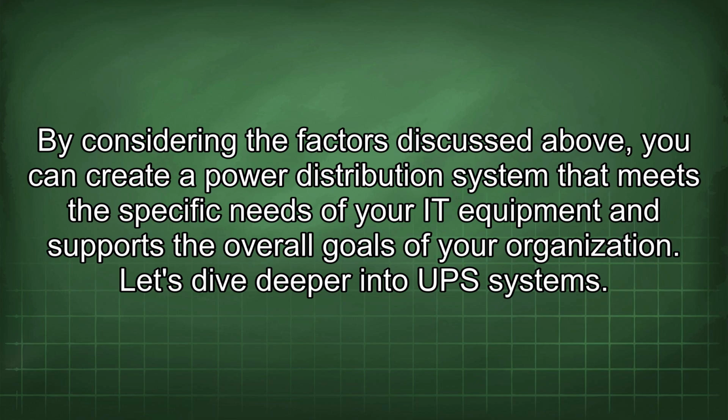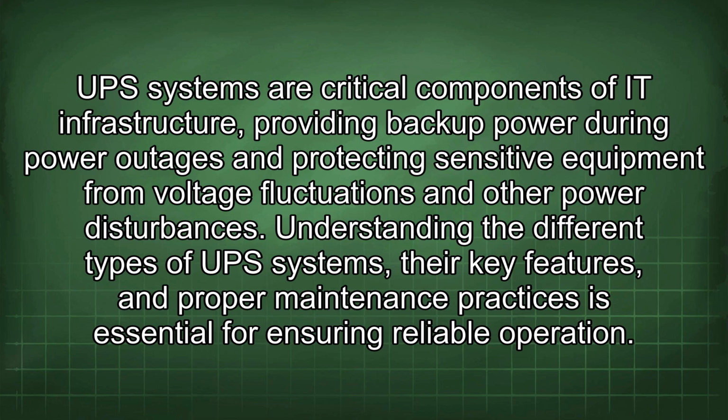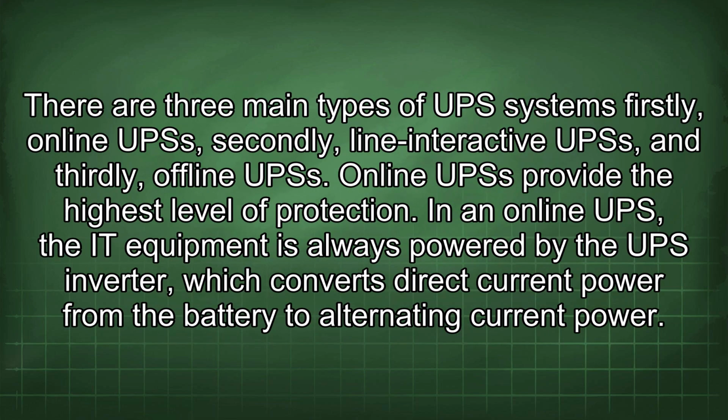Let's dive deeper into UPS systems. UPS systems are critical components of IT infrastructure, providing backup power during power outages and protecting sensitive equipment from voltage fluctuations and other power disturbances. Understanding the different types of UPS systems, their key features, and proper maintenance practices is essential for ensuring reliable operation. There are three main types of UPS systems. Firstly, online UPS, secondly, line interactive UPS, and thirdly, offline UPS.